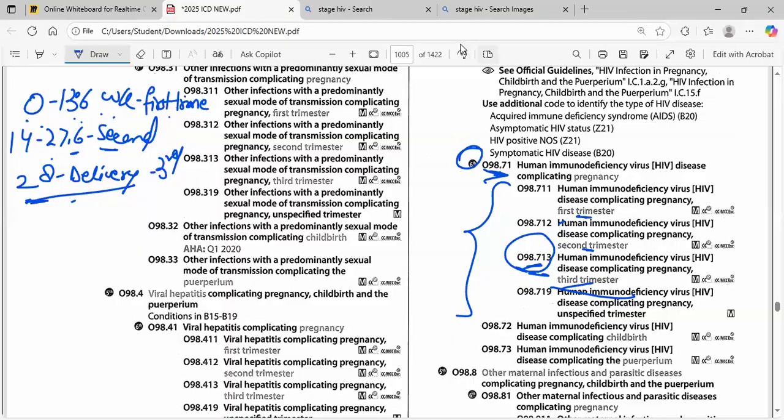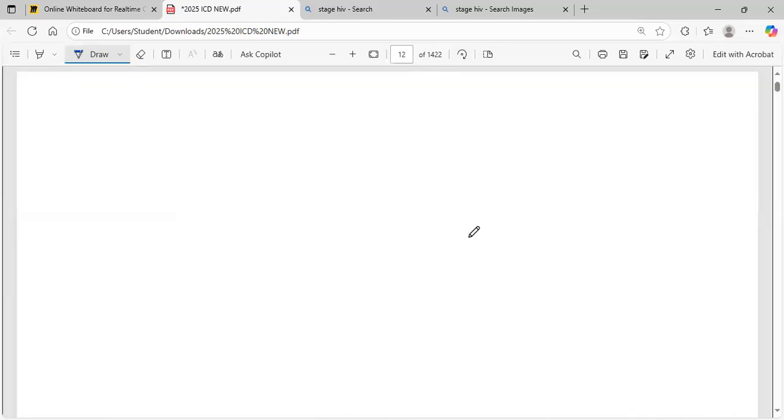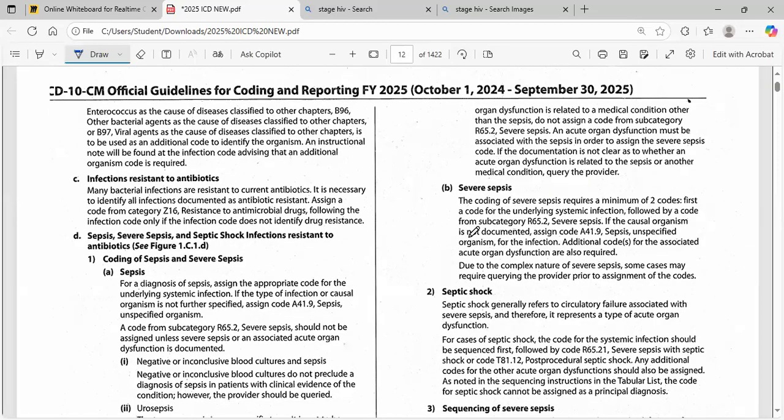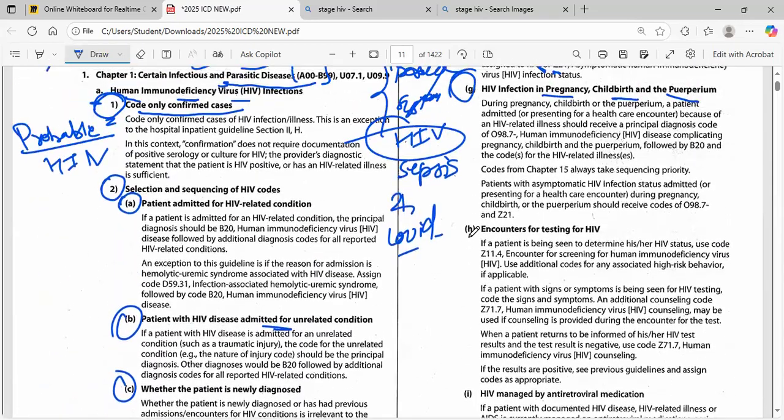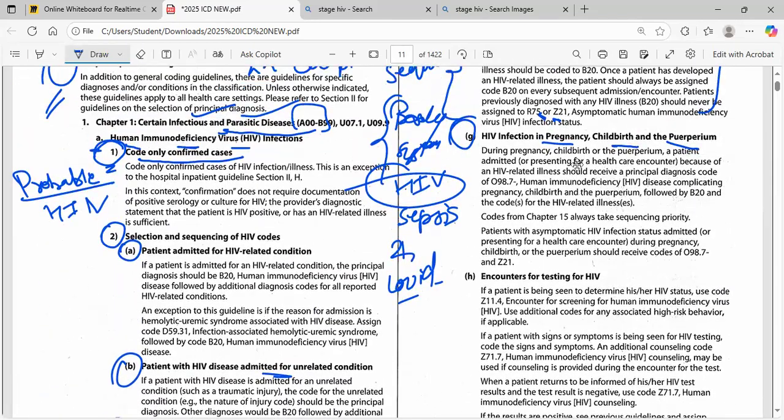Okay. Now let's go back to the guideline. Our next guideline is HIV infection in pregnancy, childbirth, and puerperium. Again, we have to use O98 as a primary, followed by the P20 or Z21. Then our third code should be suggestion.